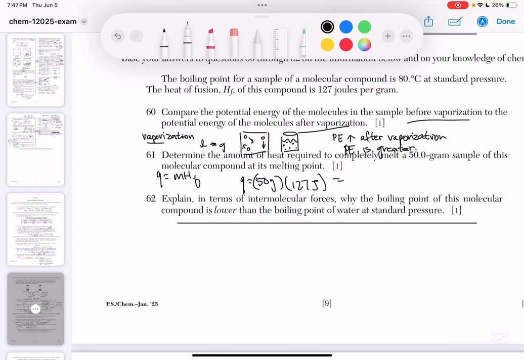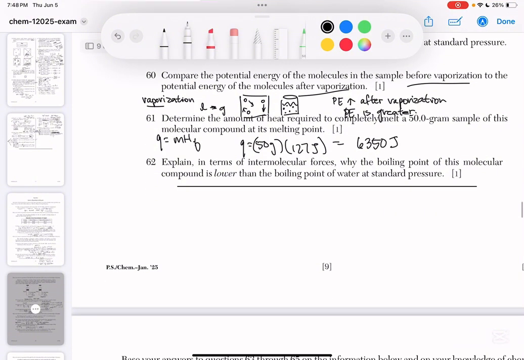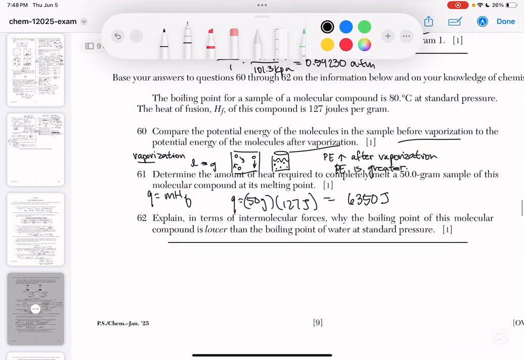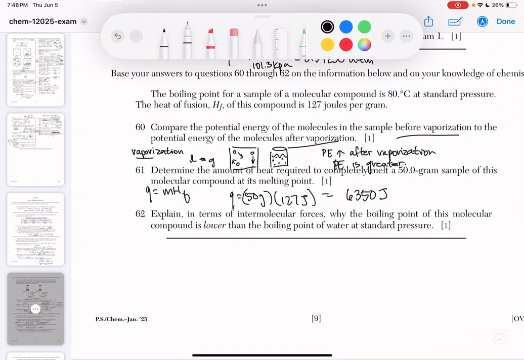And the answer you get will be 6,350 joules. Explain in terms of intermolecular forces why it's lower than the boiling point of water at standard pressure. So when something has a lower boiling point, it just means that the intermolecular forces of that thing are easier to overcome.